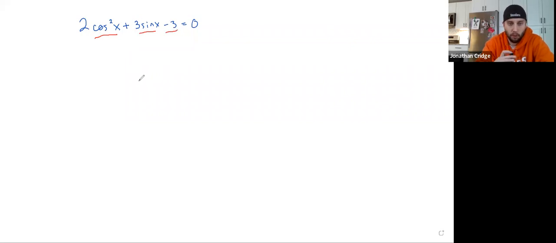Okay, so we're going to have to use our little sticky note problems and do some factoring here. However, if you look, we have cosines and we have sines, so we can't factor until we change one into the other. The only way I have to do this is to take this cosine squared and change it to 1 minus sine squared.